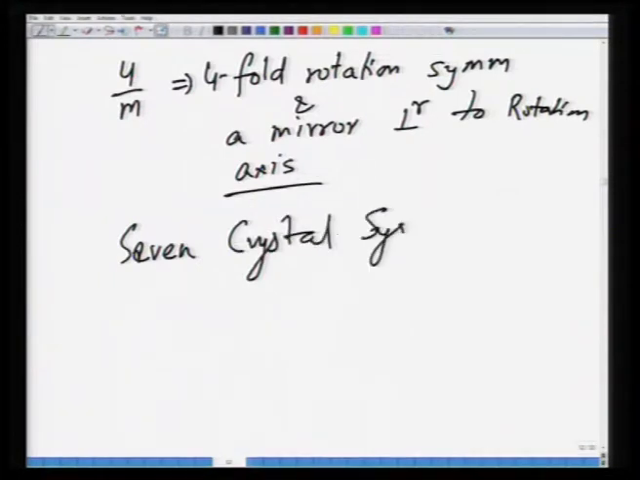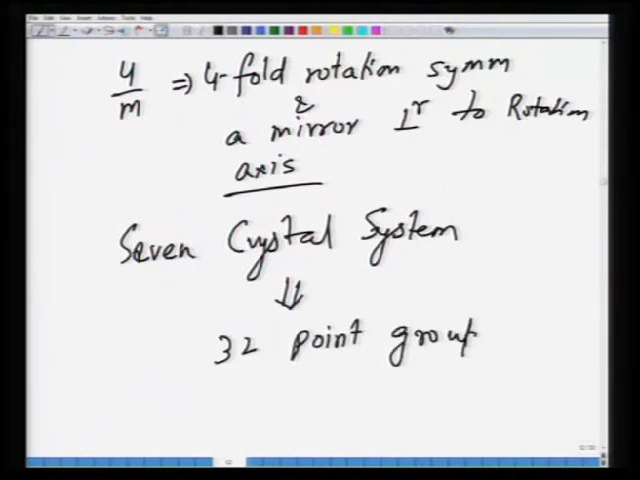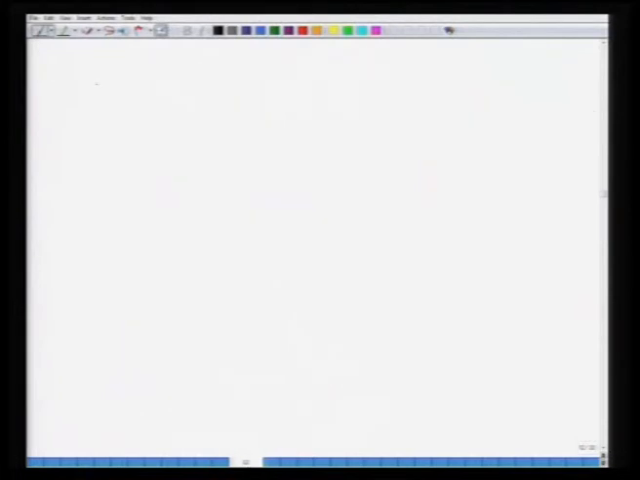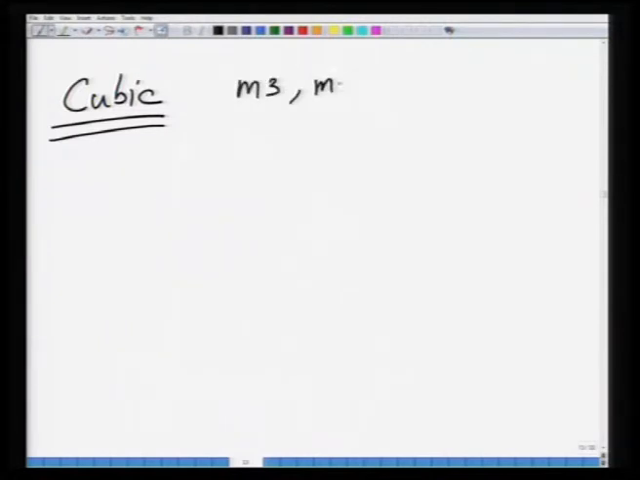So, likewise, for the 7 crystal systems there are 32 point groups, and you know what these 7 crystal systems are. The first is cubic, and for cubic the point groups happen to be m3 and m3m, and then 432, bar 3m and 23.